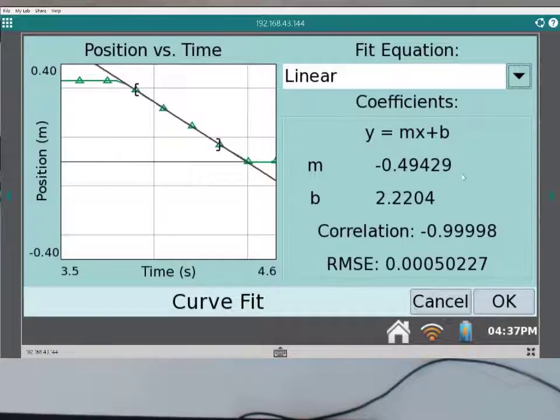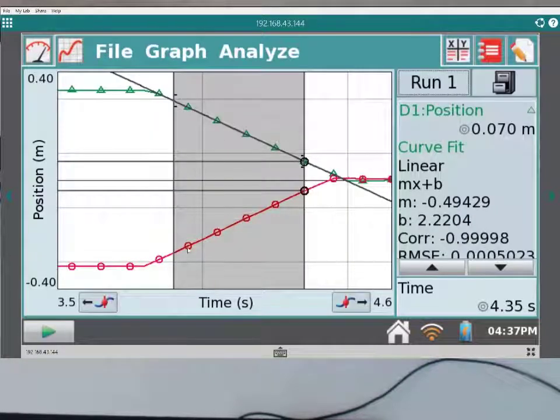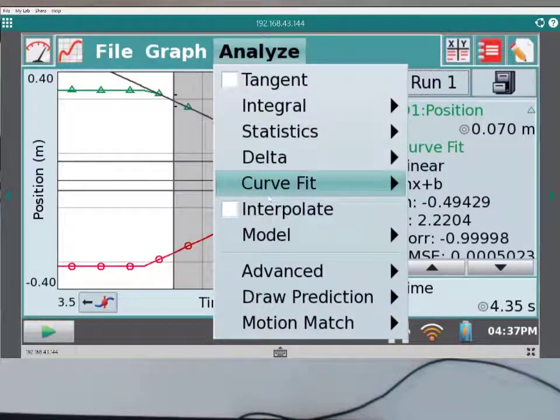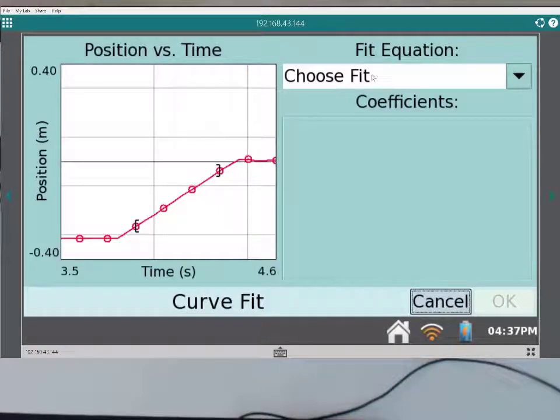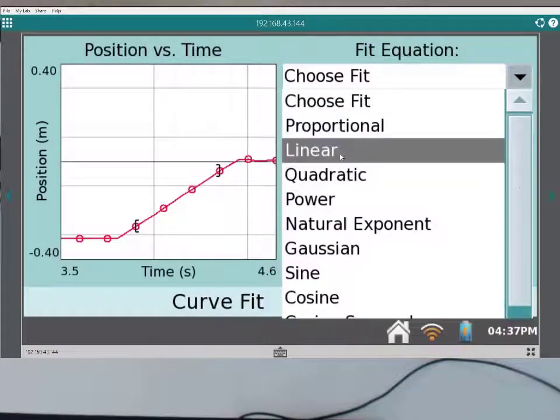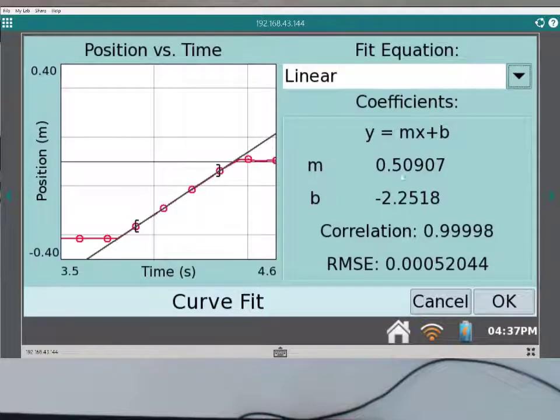All right, so there is the final velocity of our green cart number 1 moving to the left after the explosion in meters per second. We're going to go back. We're going to analyze the red function now. That was the cart number 2 that moved to the right after the explosion. Give me position analysis, linear, please. And there we go. There is the final velocity of the red cart, 0.50907 meters per second. And that is after the explosion.